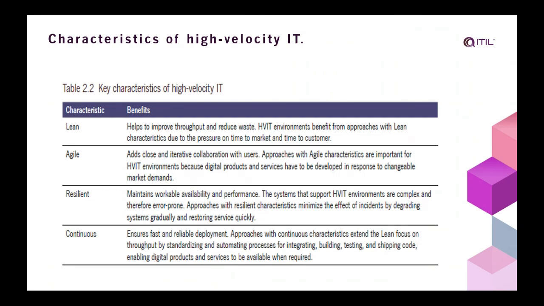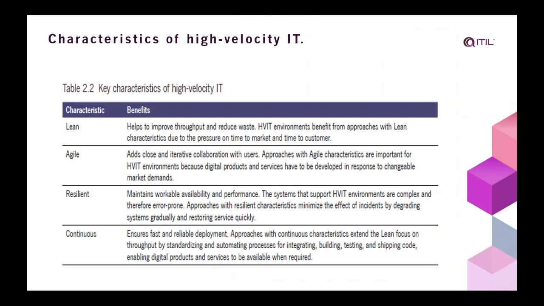The characteristics of high velocity IT, again straight out of the book, are lean, agile, resilient, and continuous. Lean is reduction of waste and improved throughput. Agile is iterative collaboration with users. It's that close interaction with teams, the small iterative changes, the feedback. This is what Agile is all about.